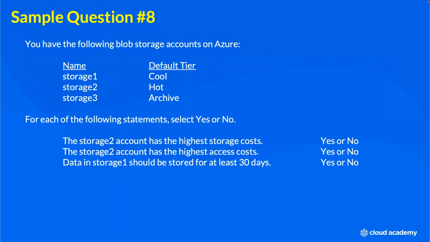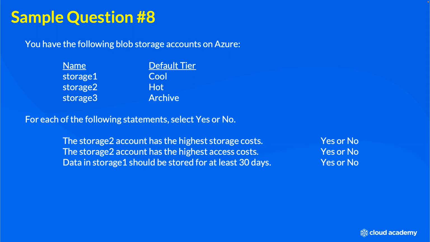Okay, question number 8. You have the following blob storage accounts on Azure. Storage 1, 2, and 3 are the names of these, and the default tier for each one of these. The first one, the default tier is cool. Second one is hot. And the third one is archive. For each of the following statements, select yes or no.